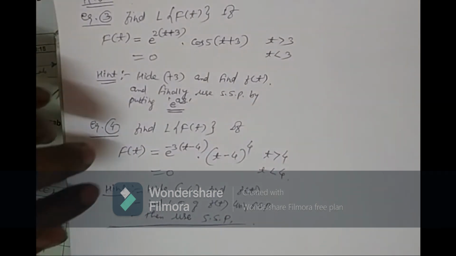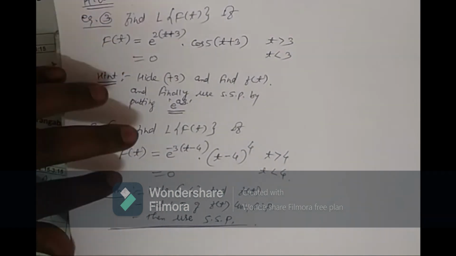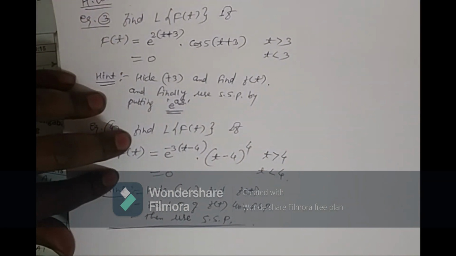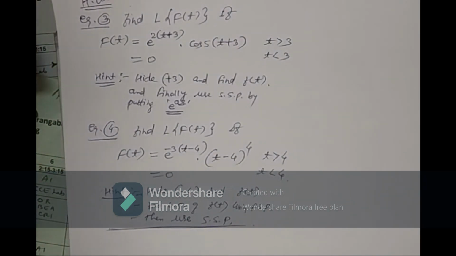So in this way we have to solve these examples. I hope you have got what I have told you up till now, and what the second shifting property is and what the first shifting property is, that also you have understood. Thank you very much. In the next lecture we are going to start the third property, that is change of scale property. Thank you very much.